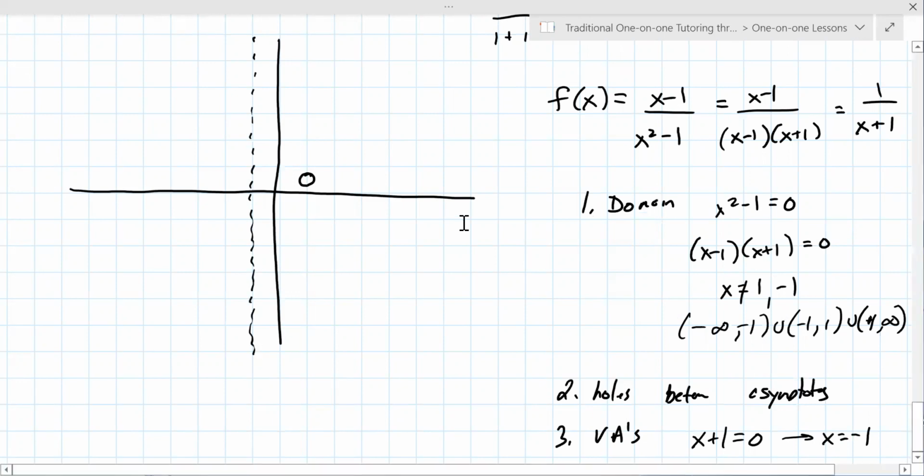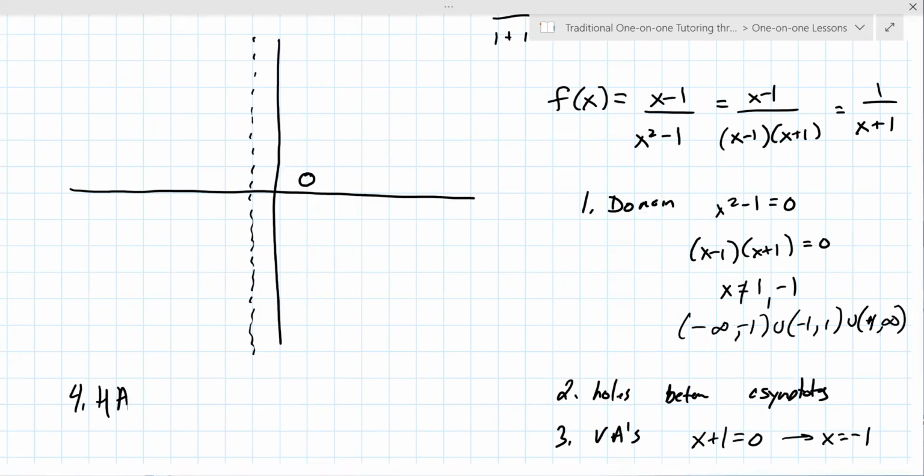Horizontal asymptotes are next. You still with me there, Jadon? Yeah. Okay. I'm just getting this down. Let me know if I need to pause so you can get everything down.